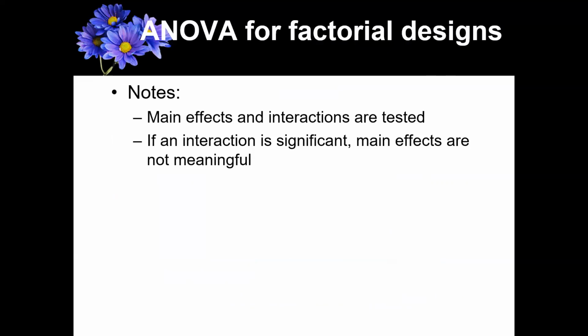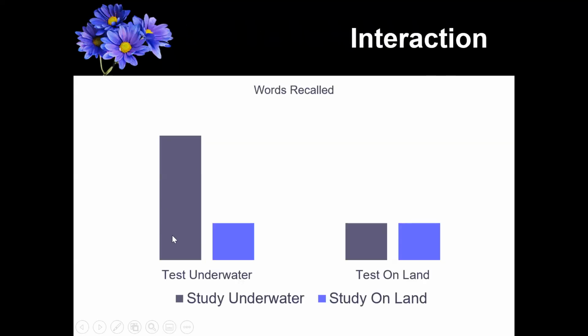Just another thing I want to be clear on is that main effects and interactions, when you test them, interactions can be misleading. When you have an interaction, it can look like there's a main effect, but that's not necessarily the case. So let's go back to this example. Here you have an interaction. So again, studying underwater is better, but only when you test underwater. Studying underwater is no better or worse when you test on land.